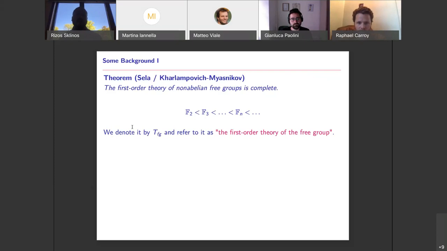Another way to state it is that the first order theory of non-abelian free groups is complete. Actually, in the way they proved it, they proved something stronger: the following chain that you can see on your screens, F2, the free group of rank 2, F3, the free group of rank 3, and so on, given by the natural embeddings, is elementary. So F2 sits as an elementary subgroup in F3, F3 sits as an elementary subgroup in F4, and so on and so forth.